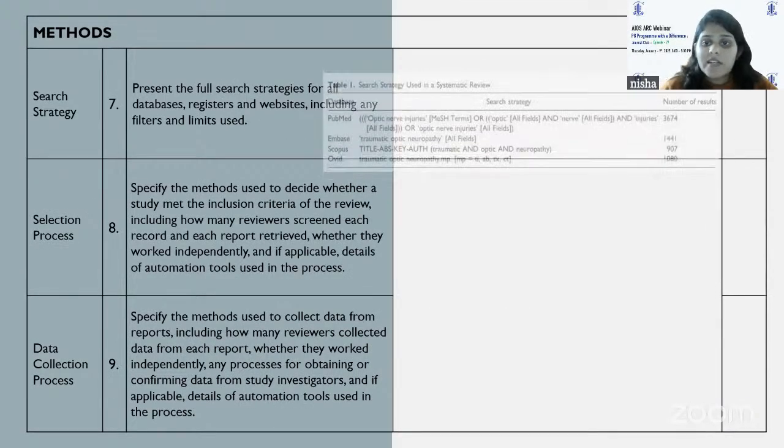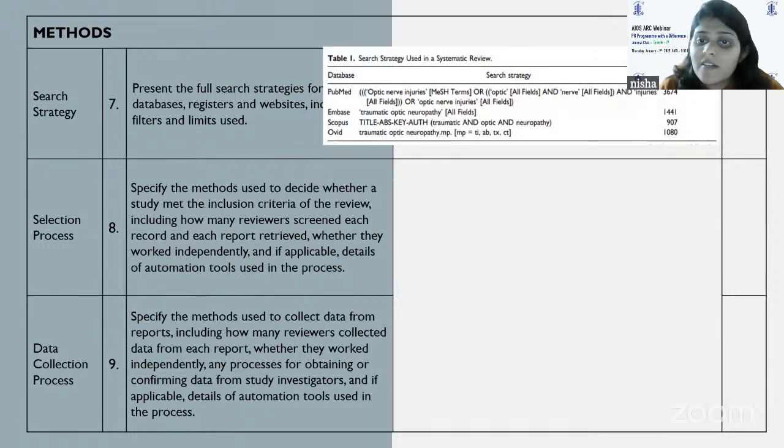Now coming to the next one, they had specified what strategy they had used. In case of PubMed, they had used MeSH terms, which stands for medical subject headings. So it helps fine tune the search and give articles which are more relevant or pertinent to the study itself. And similarly, they had also followed this for Embase and Scopus, and they have also given a total number of articles that were found through each of the databases.